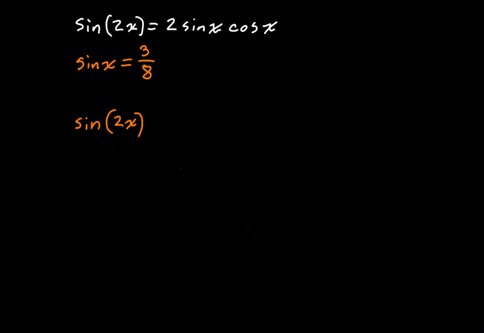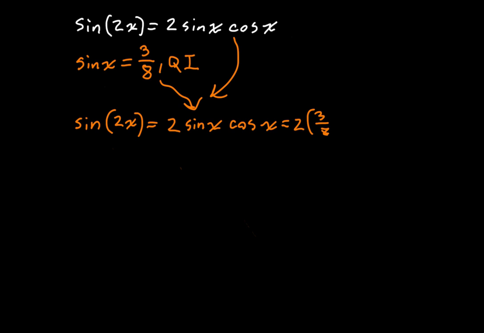Also, this is going to be in quadrant 1. So the cosine will also be positive. All right, so the sine of 2x, what's that going to be? Well, we can just use our formula here. That's going to be 2 times the sine of x times the cosine of x. And we already know the sine of x, that's 3/8. So this is going to be 2 times 3/8 times the cosine of x.